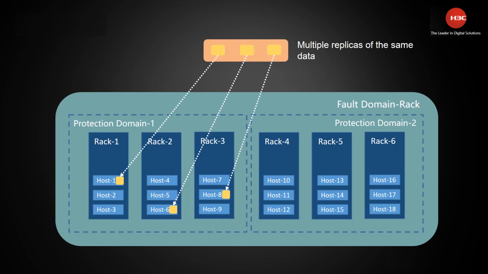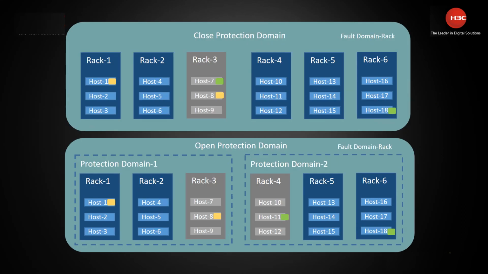For example, if the rack is selected as the fault domain, we can designate several racks as a protection domain, and all replicas of our data will be stored on different racks in this protection domain. The advantage of a protection domain is that it isolates faults. If a fault occurs in one protection domain, it will not affect the data in other protection domains, thus further improving data security.